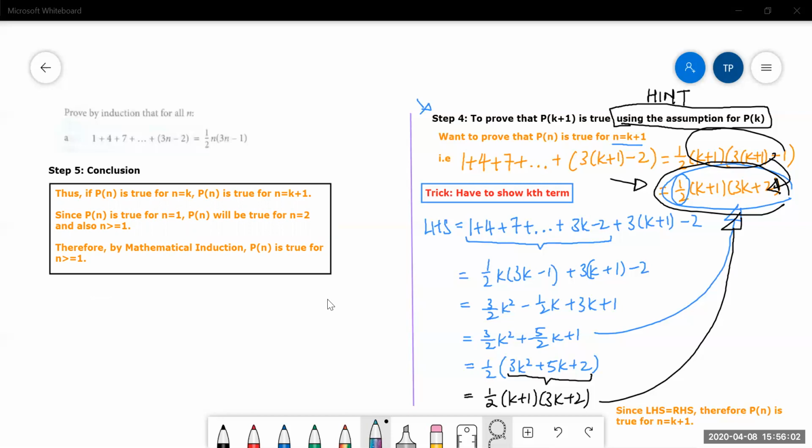Must mathematical induction be capitalized? Don't have to be. Okay. Yeah. All right.